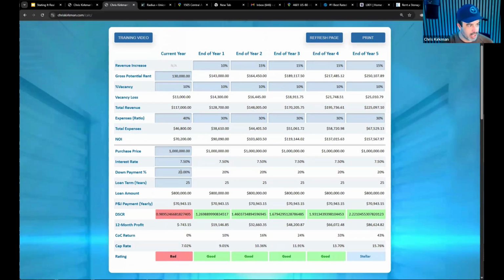I'll have to put a lot more down to get this up to the DSCR I want it to be, for 1.2. But anyway, let's say you're putting 20, 25% down, whatever. This is a 0.9, so I might knock some cash off the purchase price. So maybe you go like 900,000. What does that look like? Wow, that's not really doing too much. Maybe do like 8.5 or something like that. That's getting us a little closer.